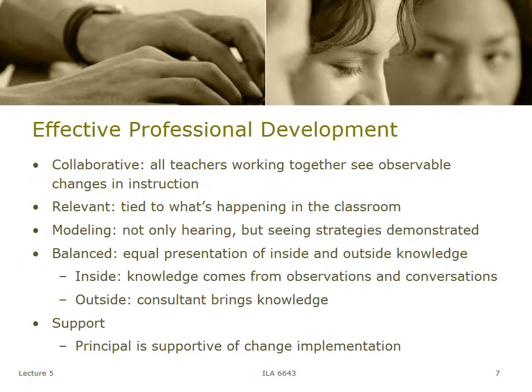And now the big question, what does effective professional development look like? I've come up with a list of adjectives to describe it. First of all, it is collaborative. We're talking about adult learners. And adult learners like to work together in groups, and they want to see the results of their learning. They want to see observable change. So training needs to be group-oriented, not individual training.